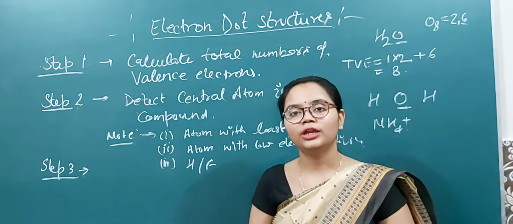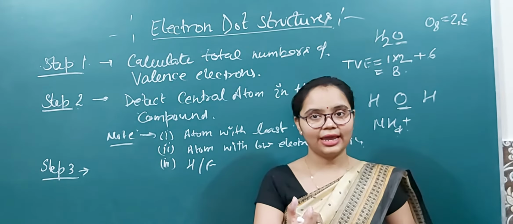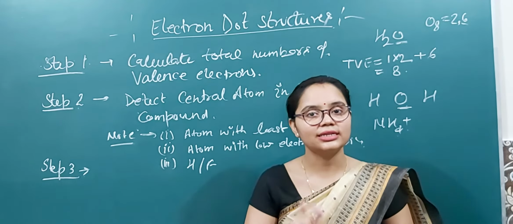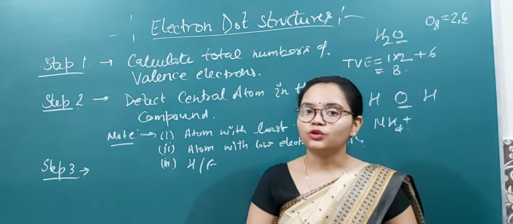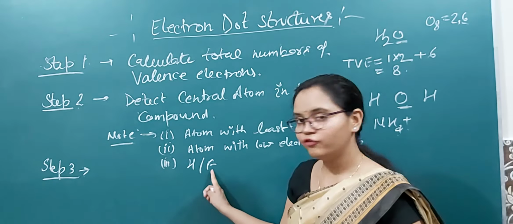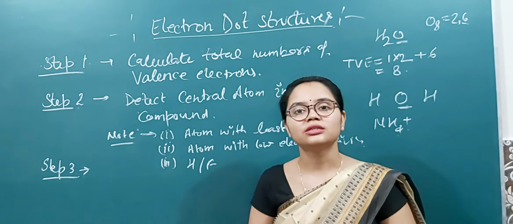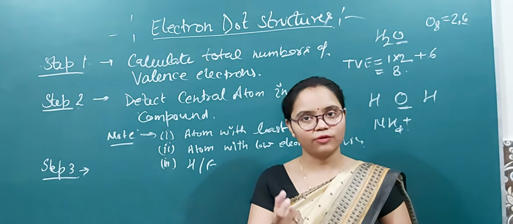Now what about fluorine? As we know, fluorine has the smallest size in the periodic table, so the electron density is already very high in fluorine. Because of this, it cannot be the central atom of the compound.